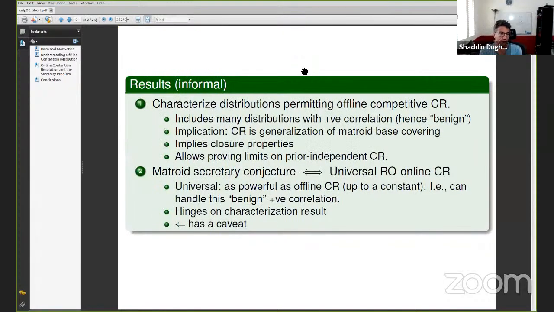Here's a brief informal summary of the results. So just very briefly, first, we characterize these distributions that permit offline competitive contention resolution. This includes many positively correlated distributions. And then we derive some immediate implications from this characterization. And then second, we reduce the Matroid secretary conjecture to and from what we call universal online contention resolution in the random arrival model. And by universal, I mean that you should be able to do online almost as well as you do offline for all these distributions that have benign positive correlation. And so that's it. I'm going to leave this up and take any questions.